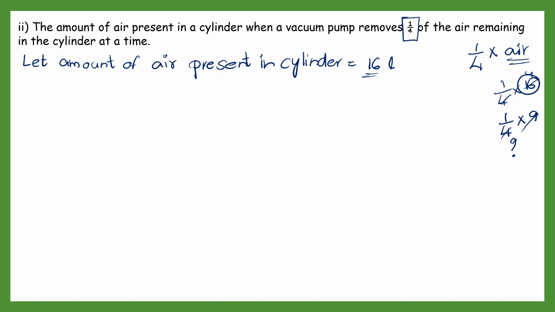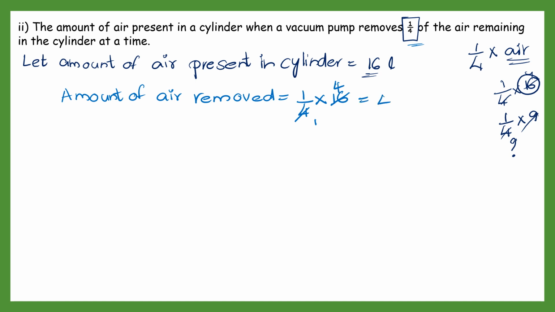So each time the pump removes how much? 1/4 of the air. So the amount of air removed is 1/4 of the amount of air present. 16 liters is present now, so it will remove 1/4. So how many liters? 4 liters is removed. Now again, the amount of air present is, after removing, how much will it remove? 4 liters it will remove. So the amount of air present is what?